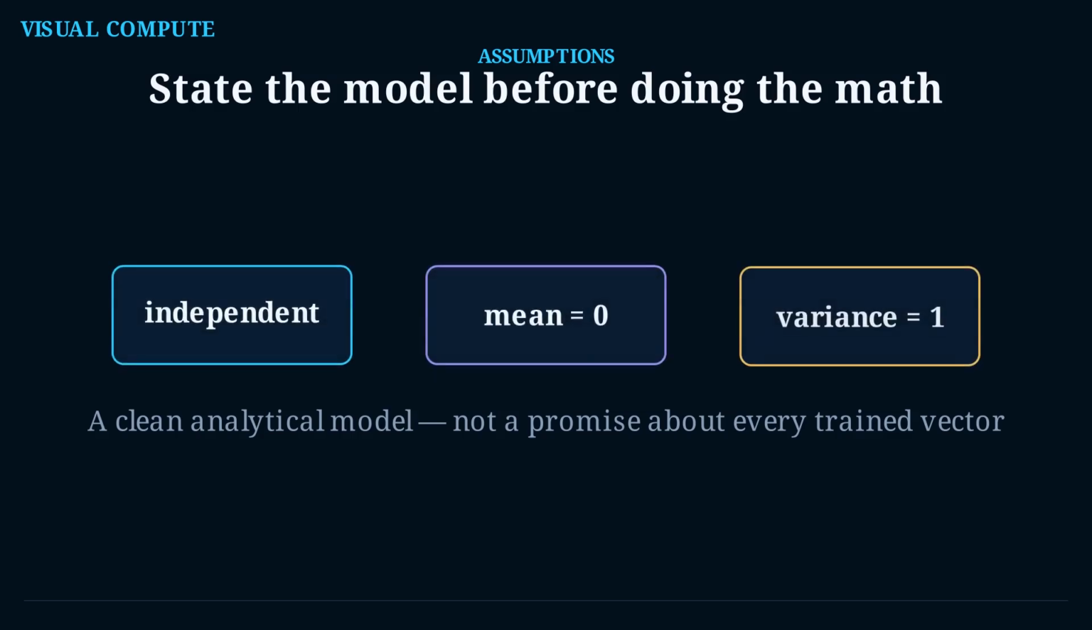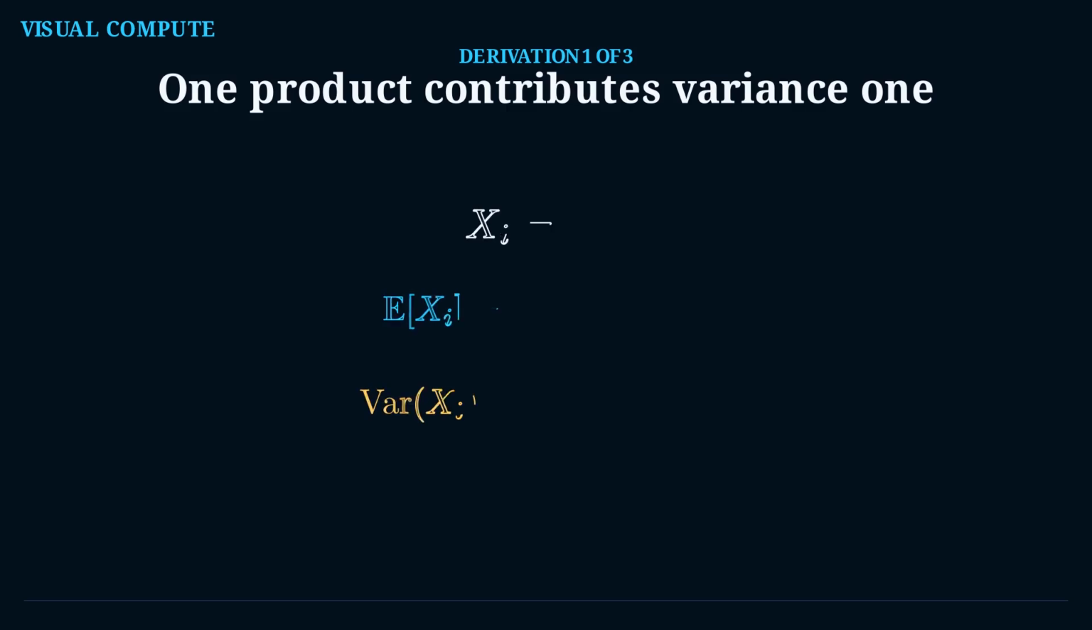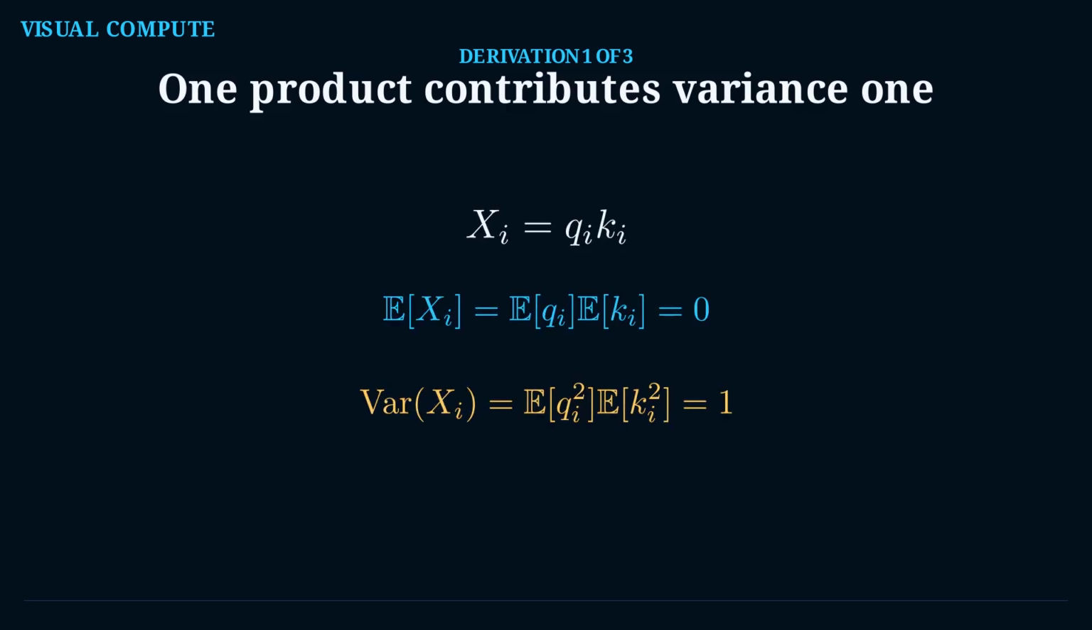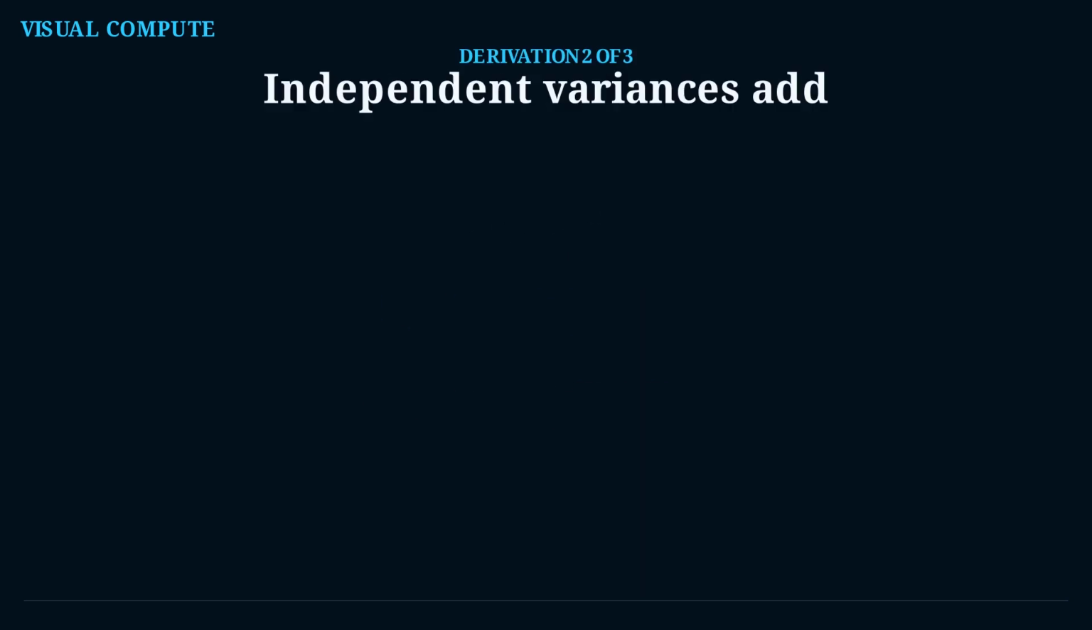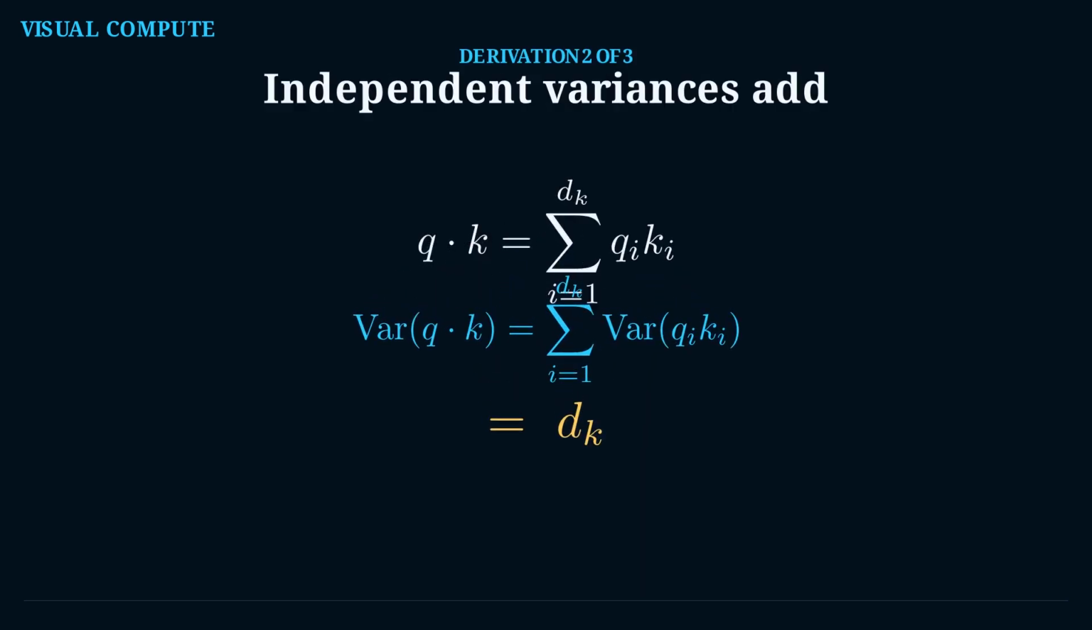Here are the assumptions for a clean derivation. Treat the query and key components as independent, with mean 0 and variance 1. These are an analytical model, not a claim that every trained transformer satisfies them exactly. For one component, q_i times k_i has mean 0. Under independence, its second moment is the product of the 2 second moments, 1 times 1, so that product has variance 1. The dot product is the sum from i equals 1 to d_k of those products.